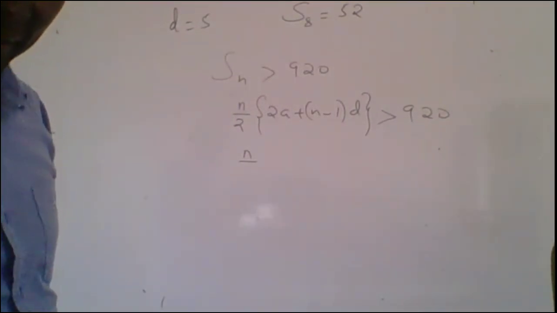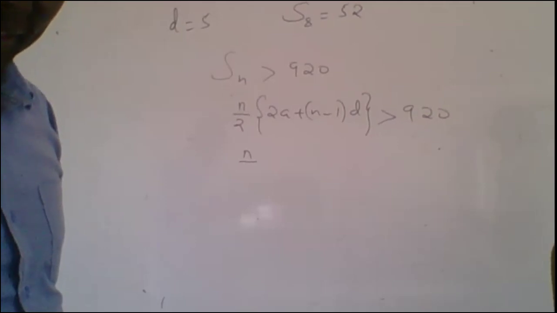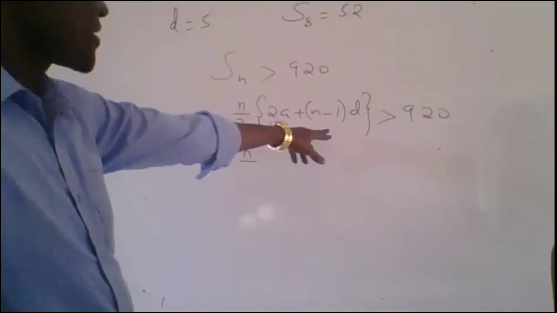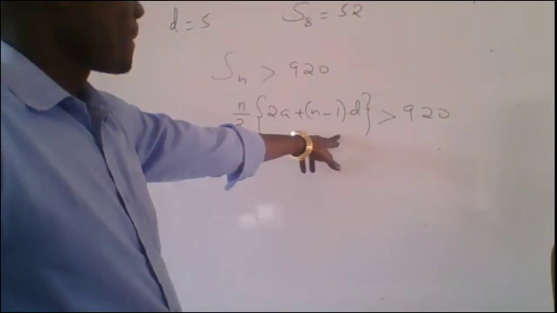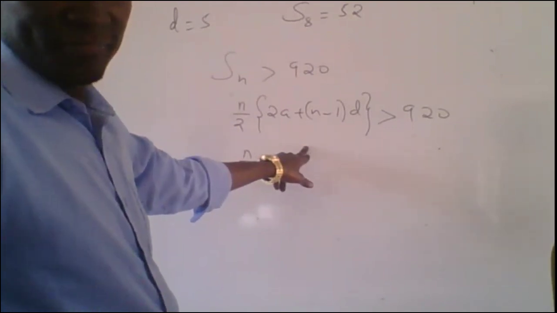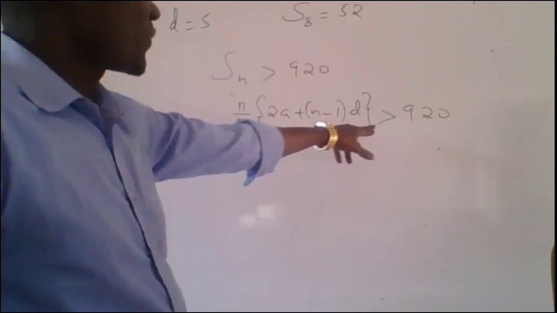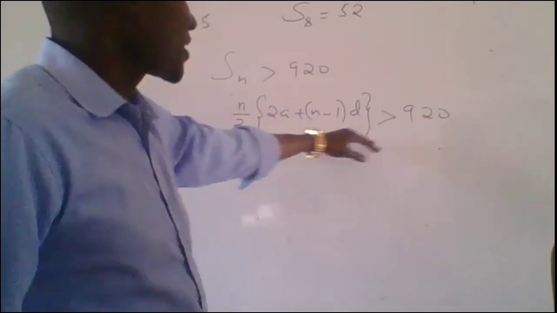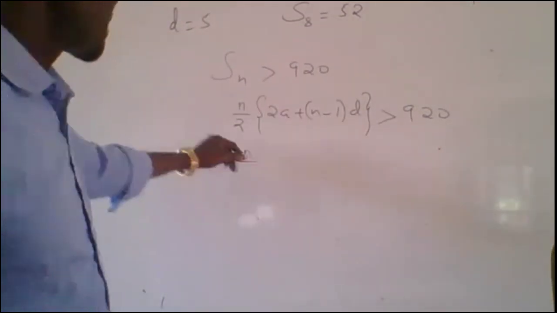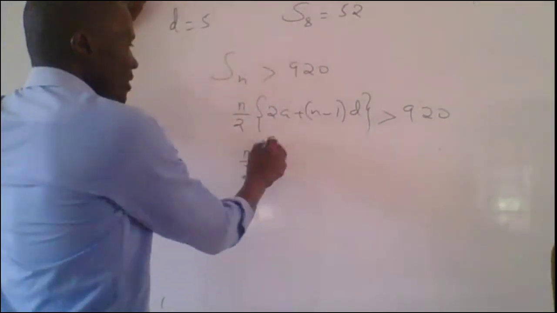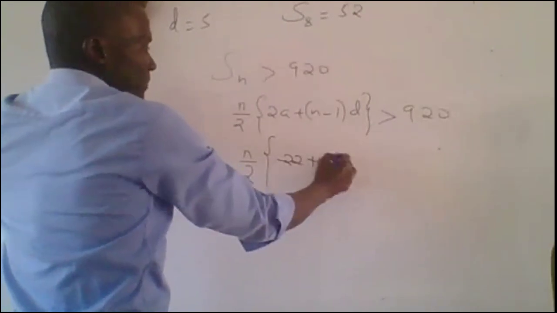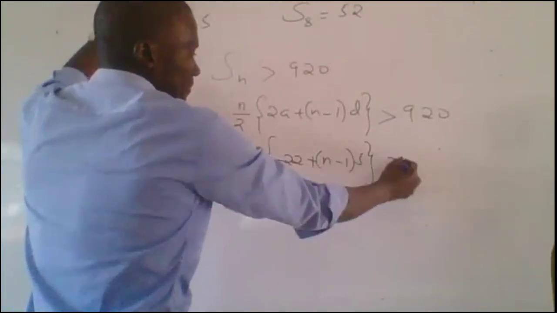Sharon? Yes. Are you seeing the board? Are you seeing what I've written here? This is the formula for getting the sum of n terms, right? So that is the formula. So that sum is greater than 920. That's what we have written. So we want to solve this. That is what we need to solve. So how do we solve it? N over 2, 2a, 2 times that is negative 22, plus n minus 1 times 5, greater than 920.